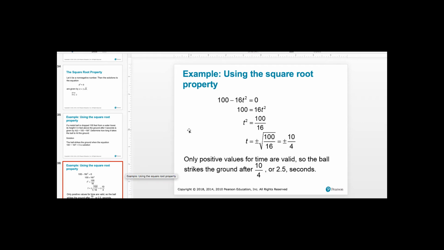So again, first thing to notice is that we're just using the square root property to solve this. And then second is understanding the solutions in context. All right, so that's the square root property.